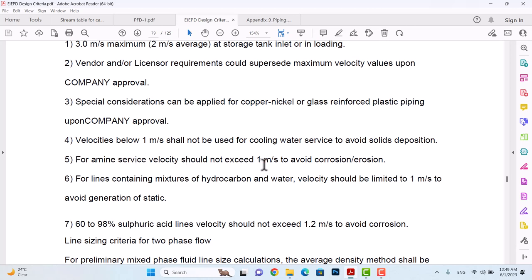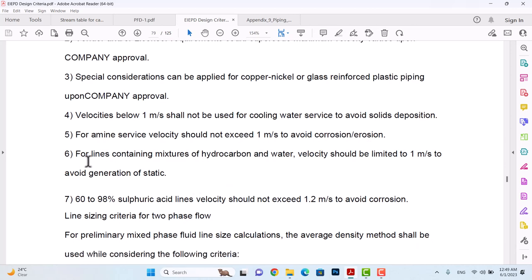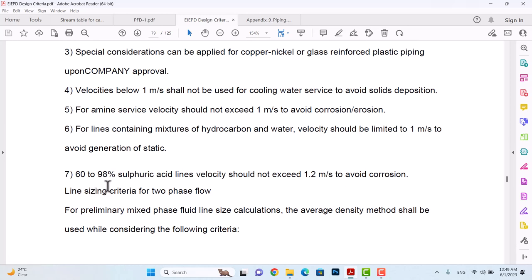For armor service, velocity should not exceed 1 meter per second to avoid corrosion or erosion. For lines containing a mixture of hydrocarbon and water, velocity should be limited to 1 meter per second to avoid generation of static. For 60 to 98% sulfuric acid lines, velocity should not exceed 1.2 meters per second to avoid corrosion.